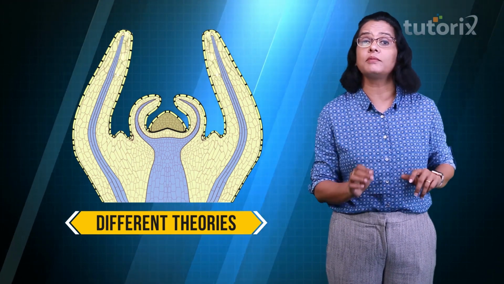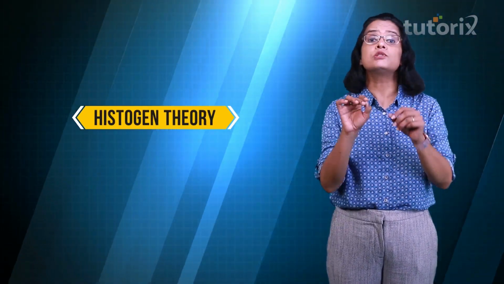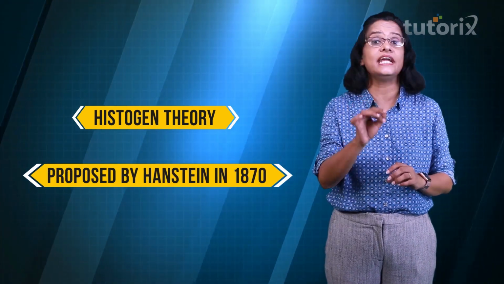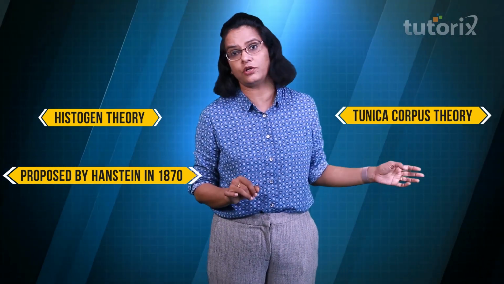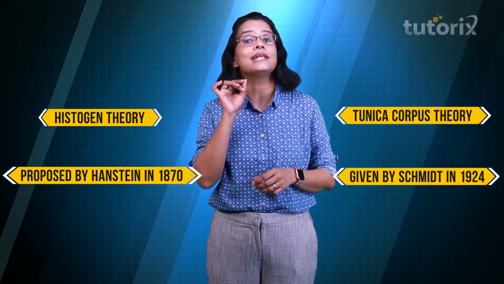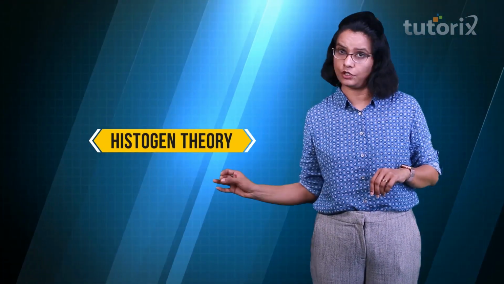The most common and accepted theory is the histogen theory, which was given by Hans Stein in 1870. Another theory which explains shoot apex is the tunica corpus theory given by Schmidt in 1924. Let us first talk about the histogen theory.